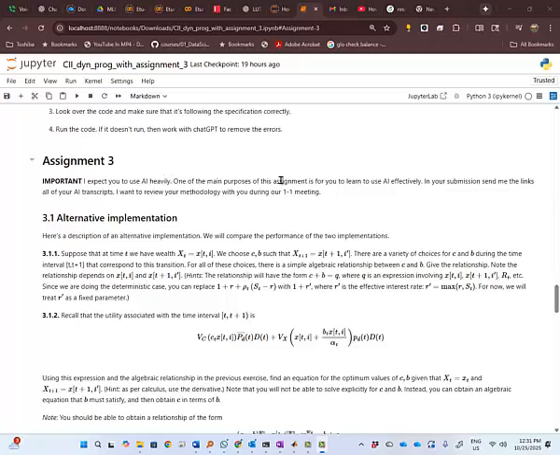And one of the main purposes of this assignment is for you to learn to use AI effectively in the mathematical context. So in your submission, send me the links to all of your AI transcripts. I want to review your methodology. Are you using AI effectively?